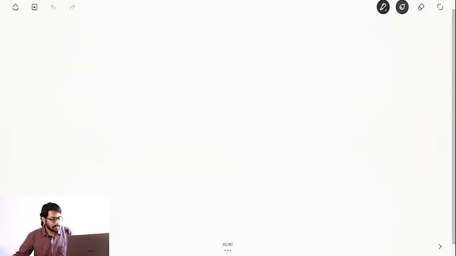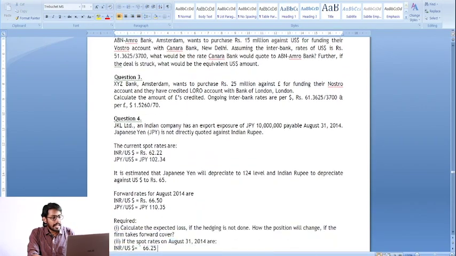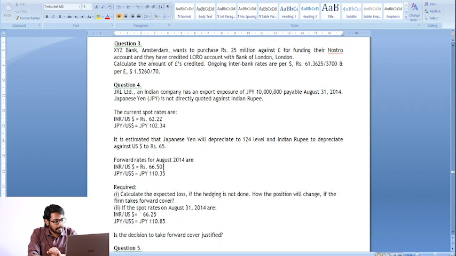Now, question number 4. JKL Limited is an Indian company. It has an export exposure of Japanese yen 10 lakh. So, it has exported goods worth 10 lakh yen to Japan, payable August 31st, 2014. Japanese yen is not directly quoted against Indian rupee. Sadly, there is no direct exchange rate between rupee and yen.